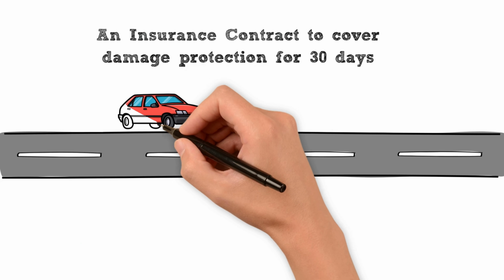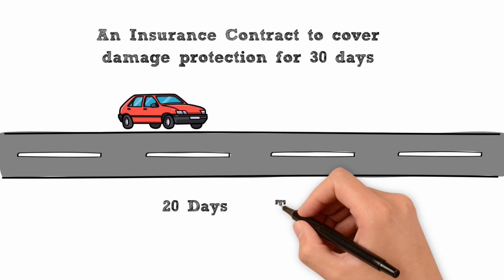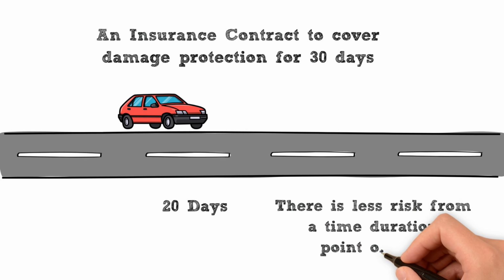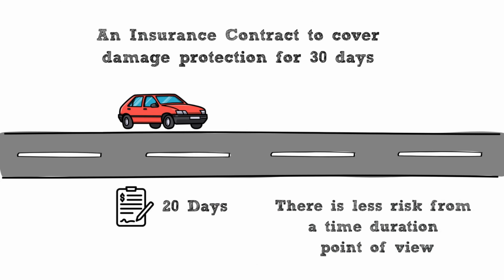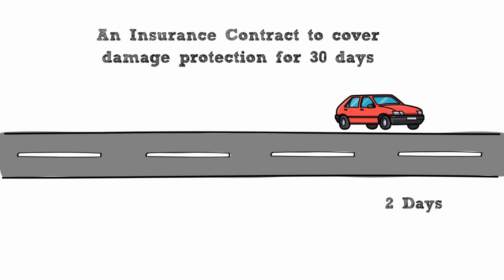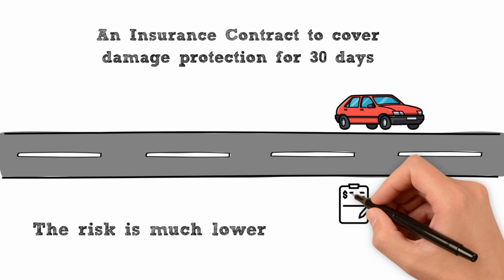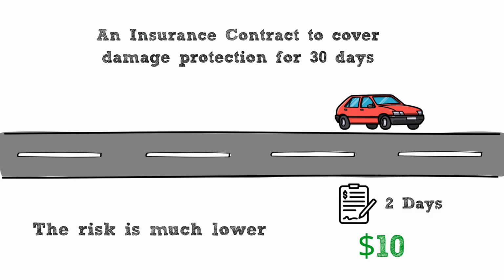The road trip is progressing, and there are 20 days remaining on the road trip. That's only 20 opportunities for an accident to occur, compared to 30 opportunities it was before. There is less risk from a time duration point of view. The price of insurance isn't going to be as high. Now that contract is only worth $60. Now there are only 2 days of the trip remaining. That's only 2 opportunities for an accident to occur. The risk is much lower. Now that insurance contract is only worth $10.